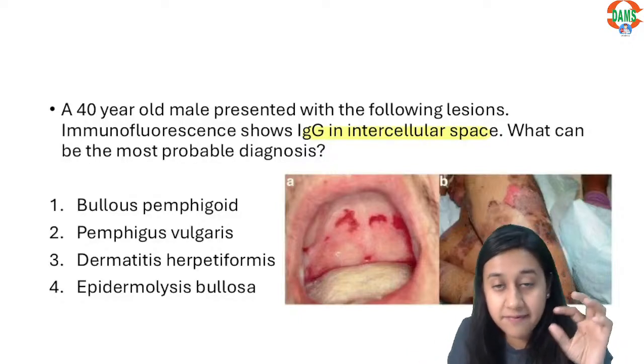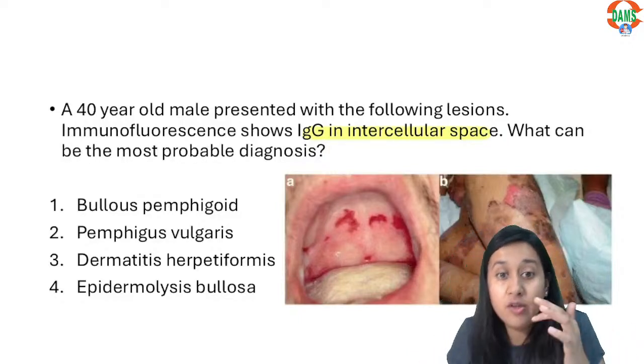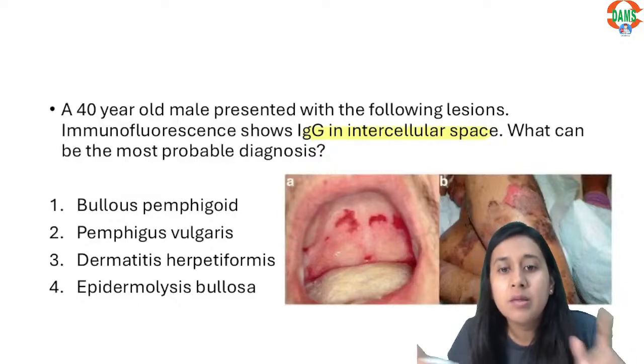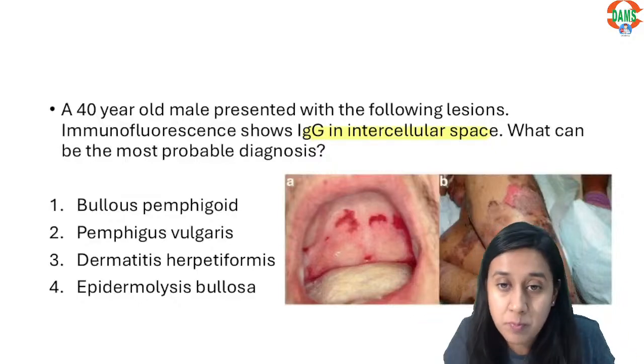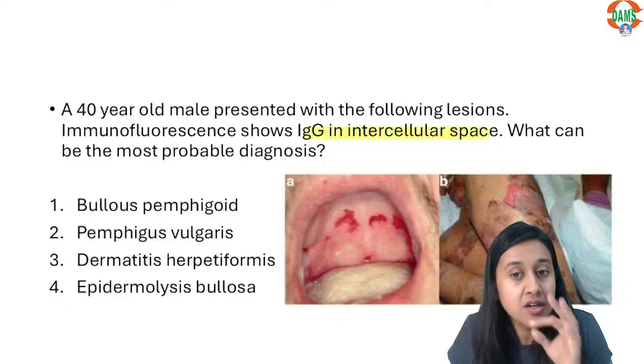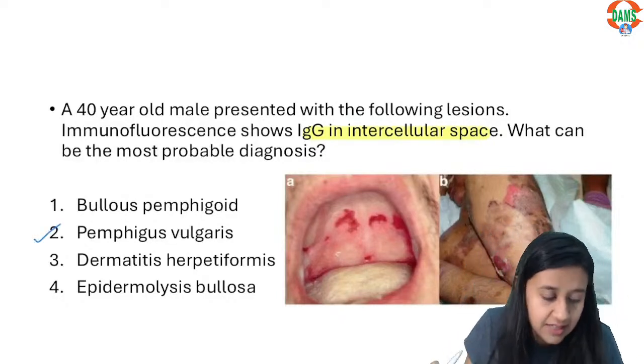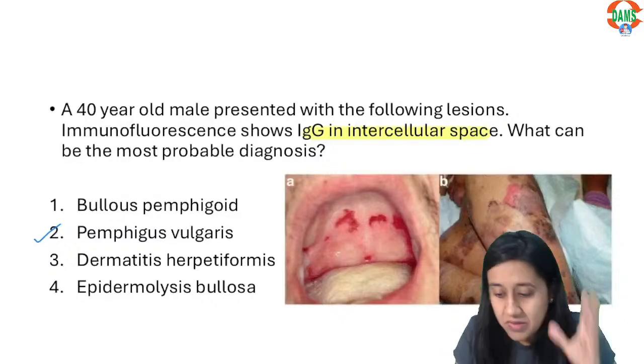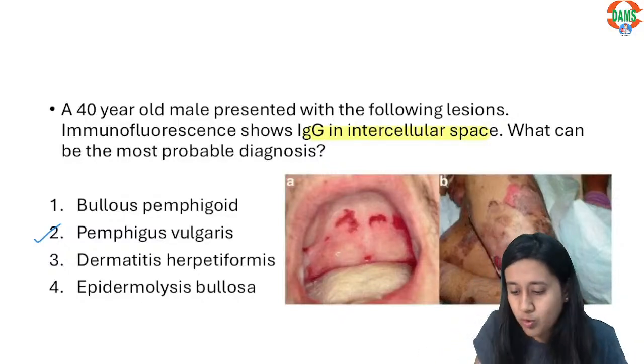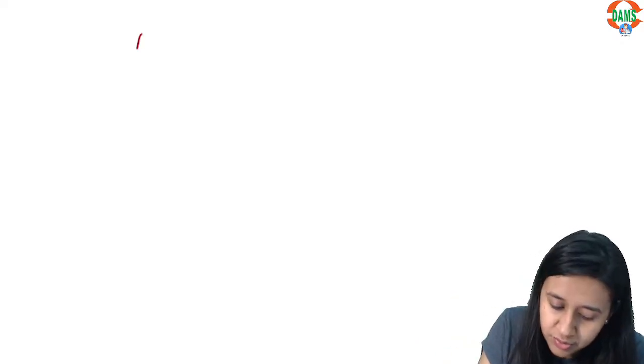How to differentiate pemphigus foliaceus from vulgaris? We look at the mucosal lesion. Please remember, mucosa is spared in the foliaceus patient, while mucosa is involved in the vulgaris patient. So according to that, the answer should be option number 2. Now I have made a simple approach to solve the question of vesiculobullous disorder, which I want all my students to know.